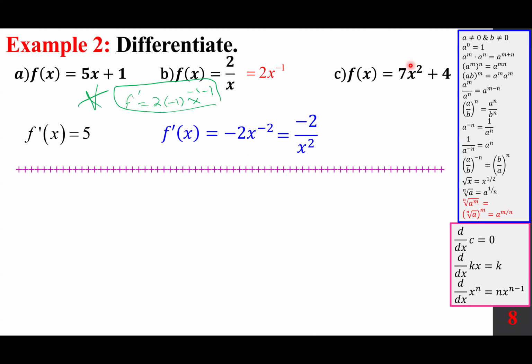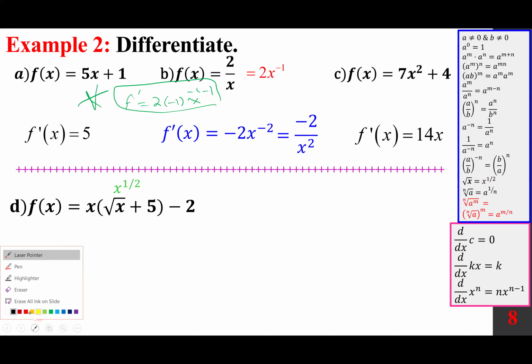And this one, just 7 times 2, 14, x to the power of 1, or simply 14x. 4 is a constant. Gives you 0. What about this one? The way it's given, we can't use the power rule. We are going to distribute, and before we do that, square root of x is x to the power of 1/2, everybody. So first, we use the fact that square root of x is x to the power of 1/2.